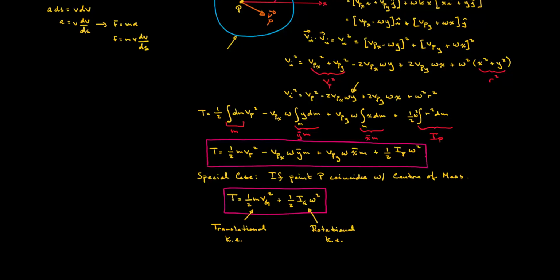In the next video, we're going to look at more special cases for the different types of rigid body motion. We will also look at the different types of work that we can perform on a rigid body and compare that to what we can do for a particle.